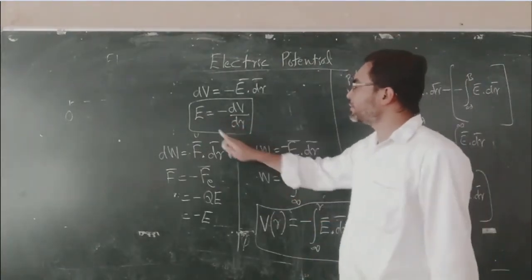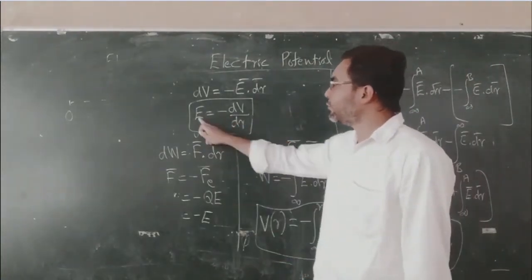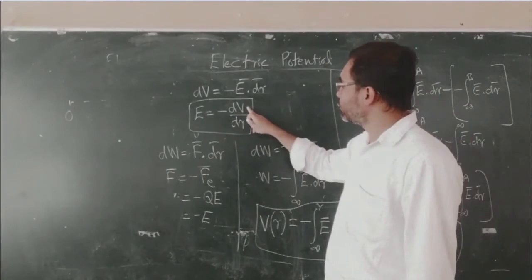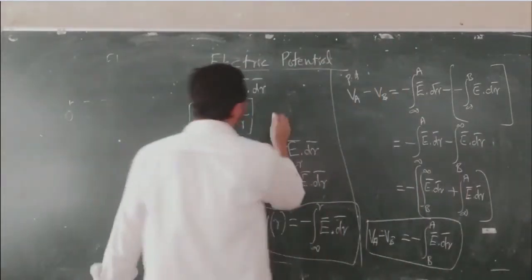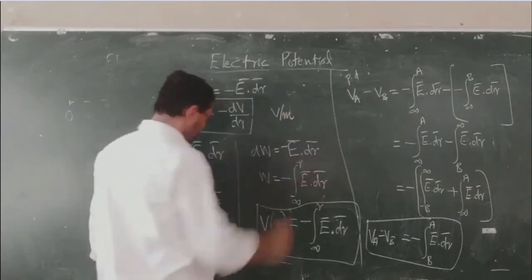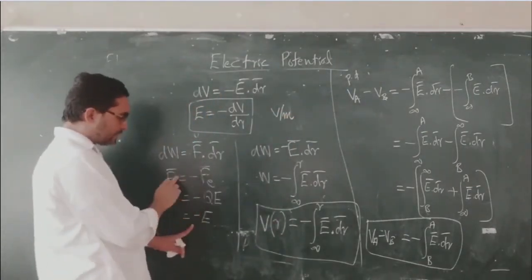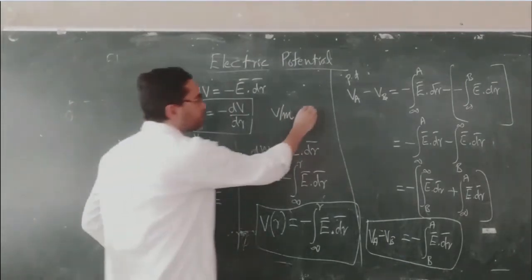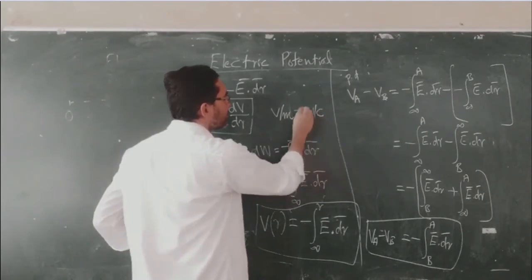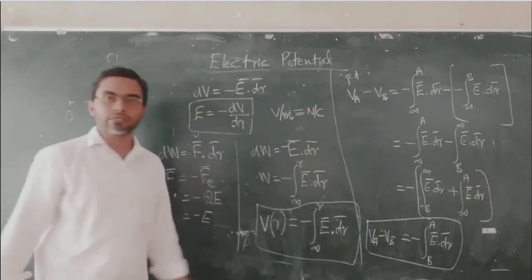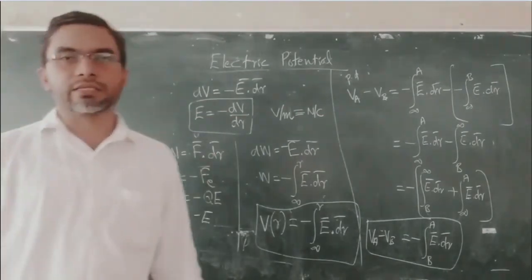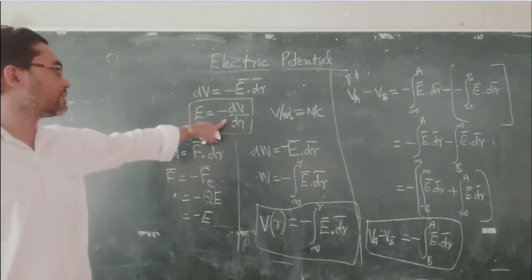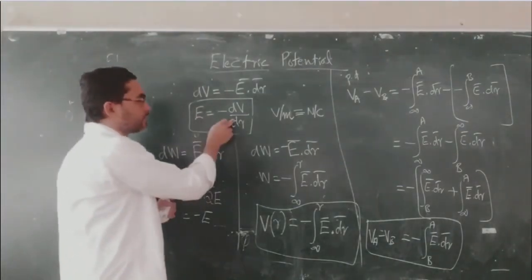And then from this expression we can have another unit for electric field. Electric field can also be measured using volt per meter. And from F is equal to QE, you have already seen another unit for electric field, Newton per coulomb. So volt per meter and Newton per coulomb are both equal, and both can be used as the SI unit for electric field. So this is the relation connecting the electric field and electric potential, or electric field in terms of electric potential.